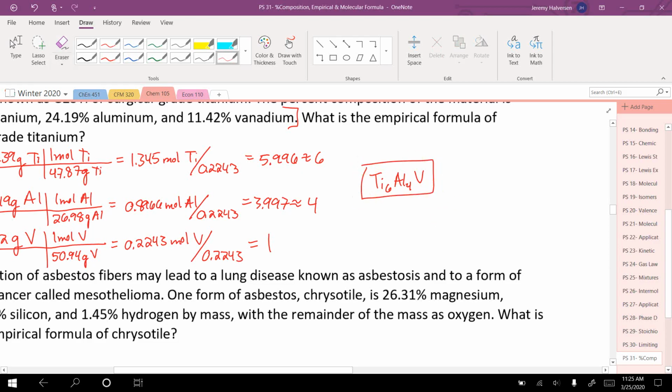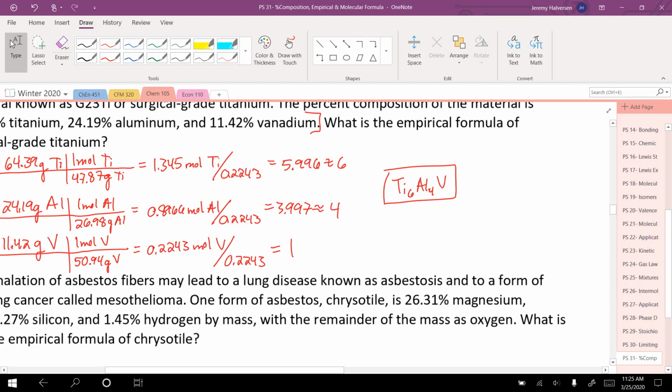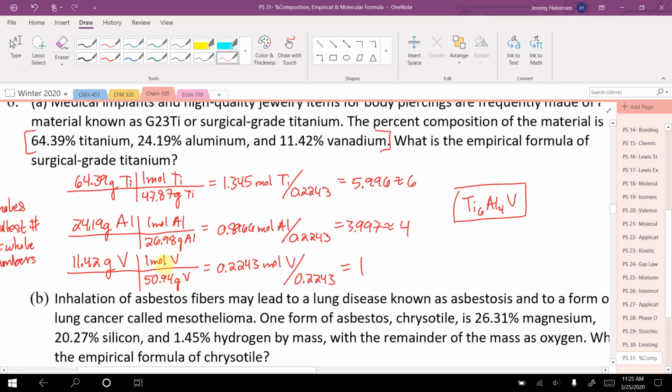Now, is this the molecular formula? I don't know. This is the most reduced form of the molecular formula. Maybe we'll talk about how to figure out the molecular formula from this later. Now, it's important to carry out decimals, especially in your molar masses here, because otherwise these numbers might not be as close to integers as you would like them to be, to be convinced that they are integers.